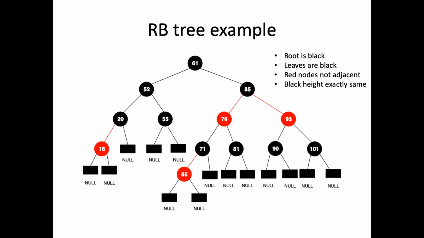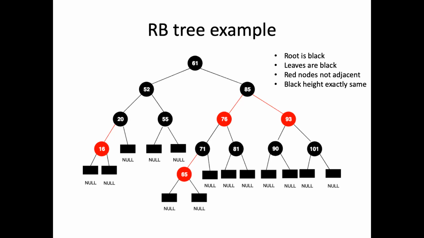So remember, I didn't visit any other node. I just started from 61, went to 85, then to 93, and then to 90. This is exactly the path I would follow if I were to search for 90. So therefore, the amount of work I did was the same as the work I would do for search. So therefore, that's a log n time operation.